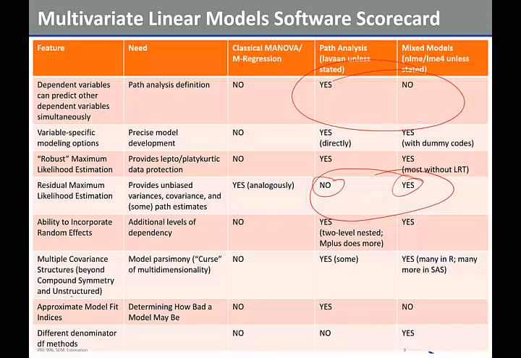And finally, can we get different denominator degrees of freedom methods? Denominator DF, what is that? We'll talk about that in mixed models because it does show up there. But if you have smaller sample sizes and you have multivariate data, your degrees of freedom, remember the F table?